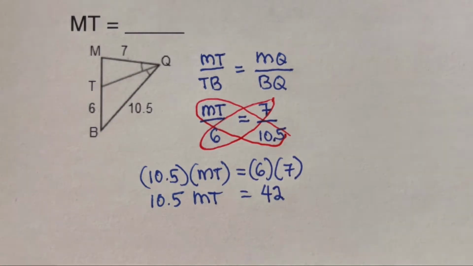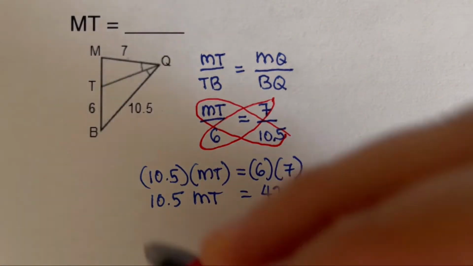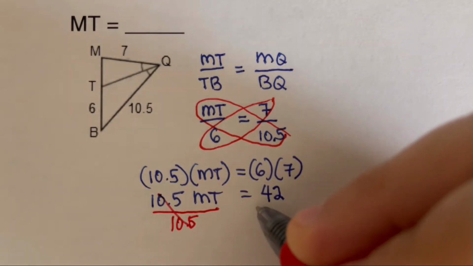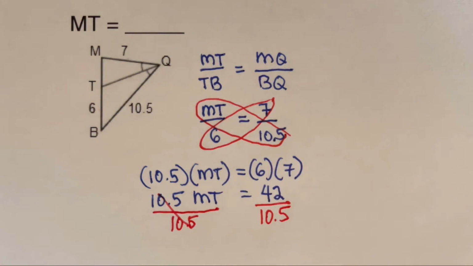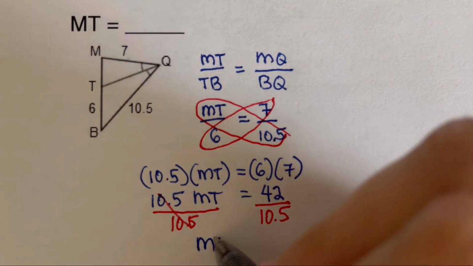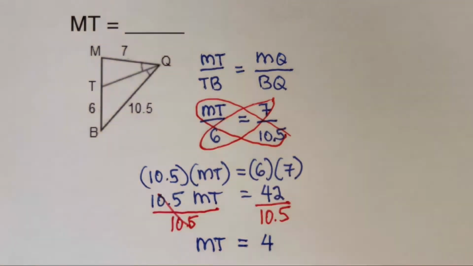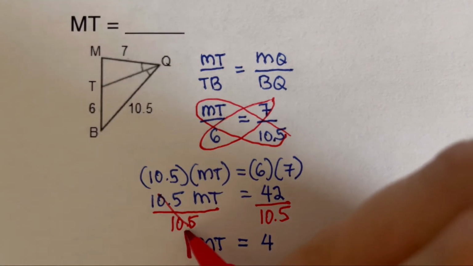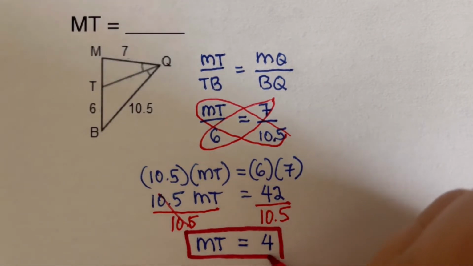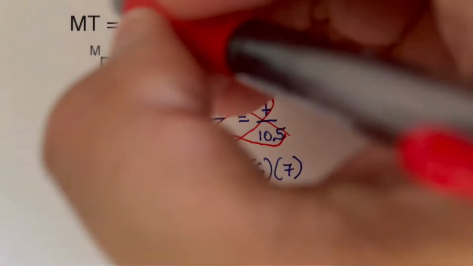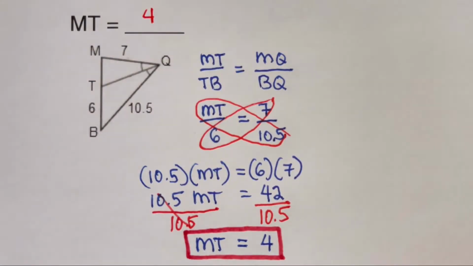So if we want to solve for segment MT, we can divide both sides by 10.5 and divide this by 10.5. So we are left with MT. Then our value for MT here is 4. If you divide 42 by 10.5, the value is 4. So this line segment that we have up here is 4. So we can write this value for MT here as 4.